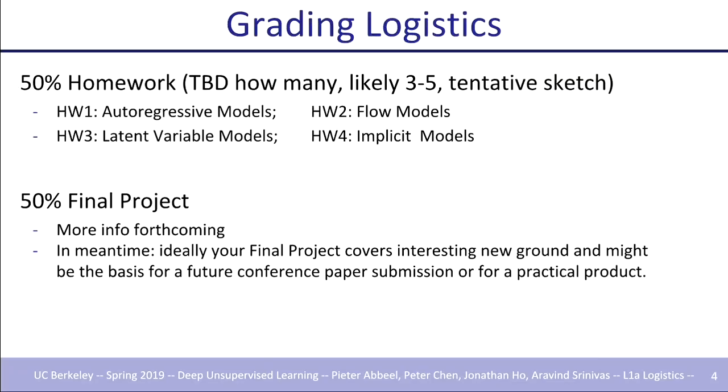Grading logistics: 50% will be homework, 50% final project. We don't know yet how many homeworks there will be, so don't count on it. Like, don't skip your first one because there's going to be four other ones. There might only be three. There might be five. It depends on how long it takes us to build these homeworks. So somewhere between three and five homeworks.